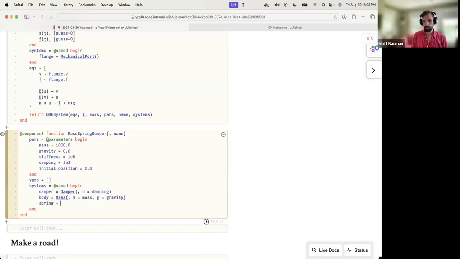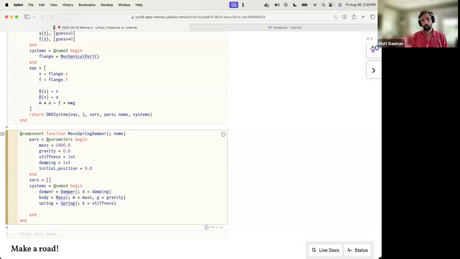Our spring is going to be our spring function. You'll note that I'm using capital S for the type or the function itself, and lowercase for the instance. That's meaningful. Those are two different things. The lowercase spring is an instance of the spring model. The capital S is the model itself, and this is an instance of it. The spring, again, we pass in our stiffness as that K spring constant.